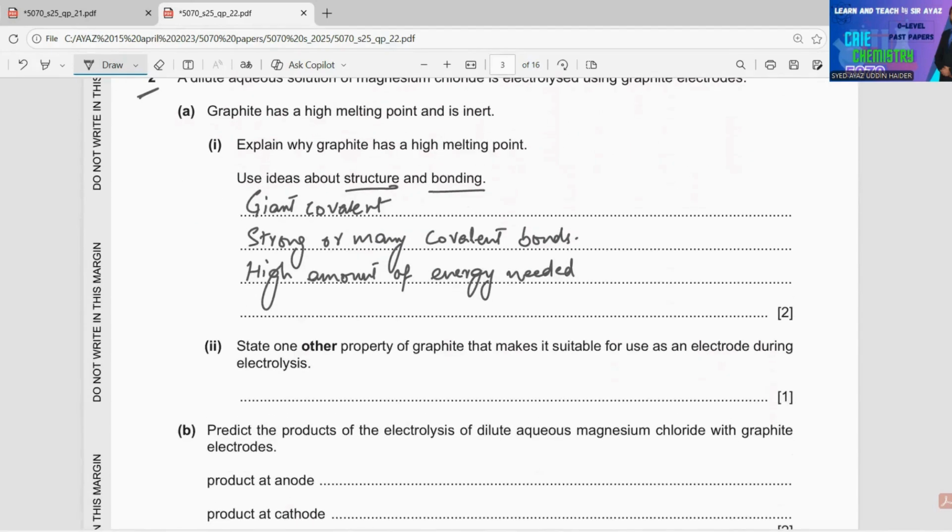Part 2. State one other property of graphite that makes it suitable for use as an electrode during electrolysis. So a substance to be used as an electrode must have free or moving electrons. So they are talking about the property. It must have electrical conductivity. So I will write high electrical conductivity in this case.